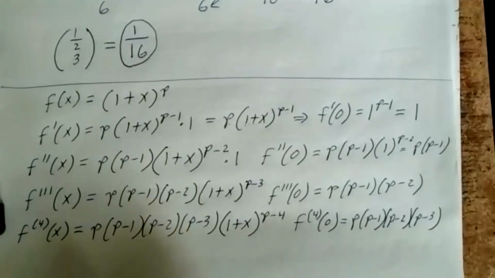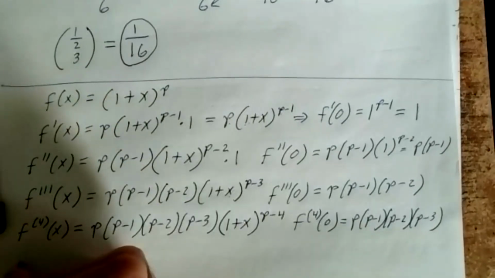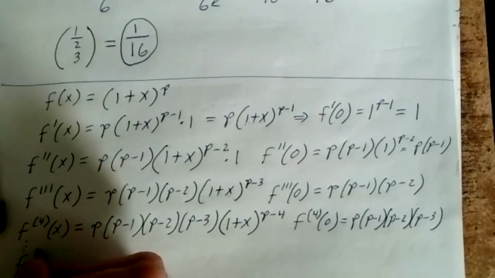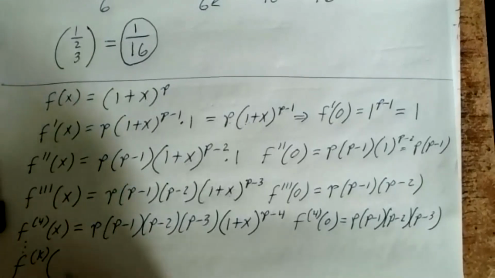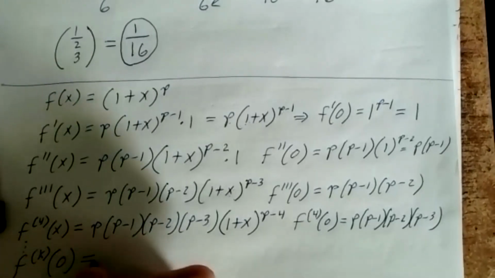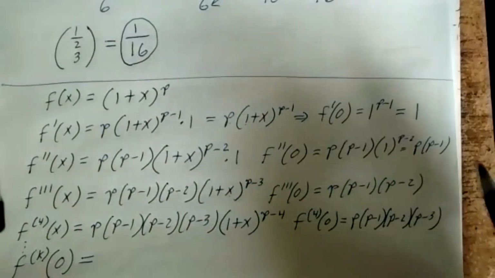I think it's obvious as to what's going on here, Stella. We can now develop in general the kth derivative, in general evaluated at 0. And look at the pattern here.